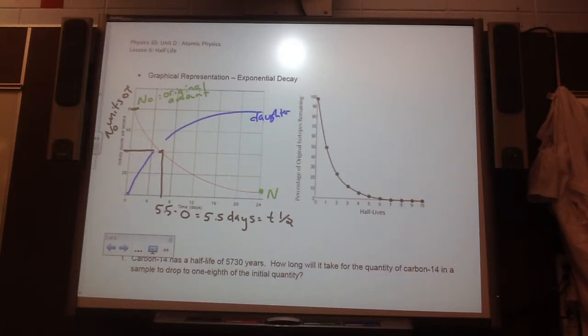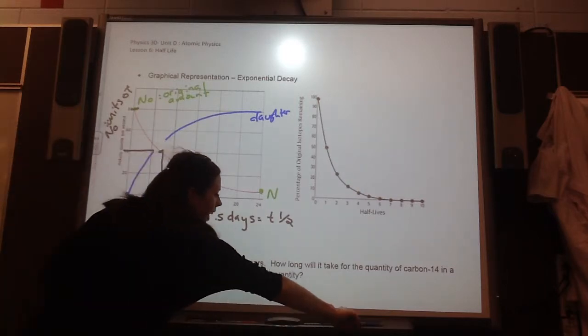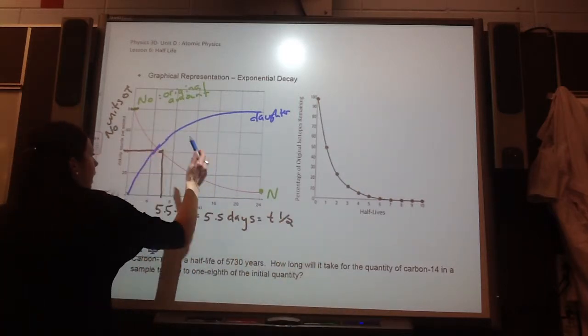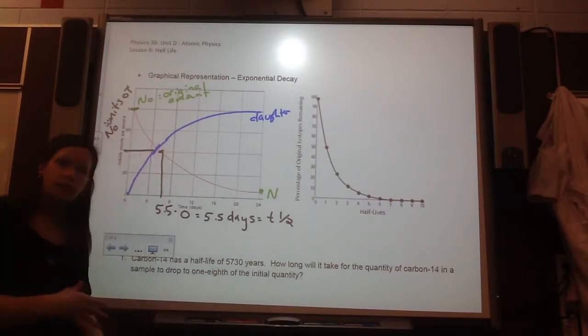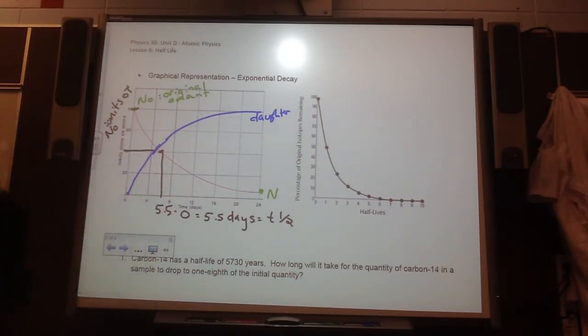You can start and end with anything though. So say you wanted to start with how much do I have at 60 days and look at how much you have at 30 days and calculate the half-life. You're going to have a little bit different results depending on what you choose though, because of the nature of the curve. But it's an approximate value, okay?